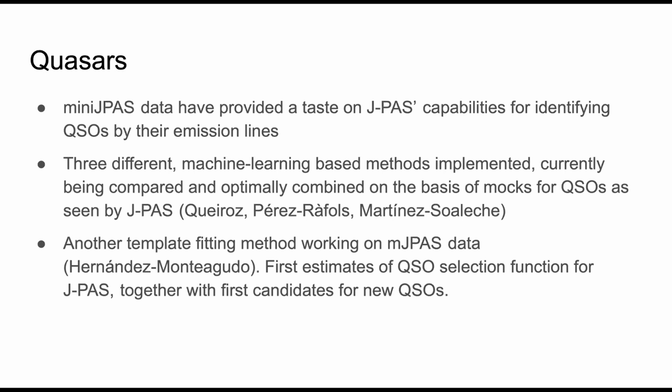This way, I have a candidate list of quasars. Some of them are confirmed quasars. Some of them are candidates for new quasars. And with all these candidates, taking into account the error in the redshift, I can produce an estimate of the number density for miniJPAS of this type of objects.